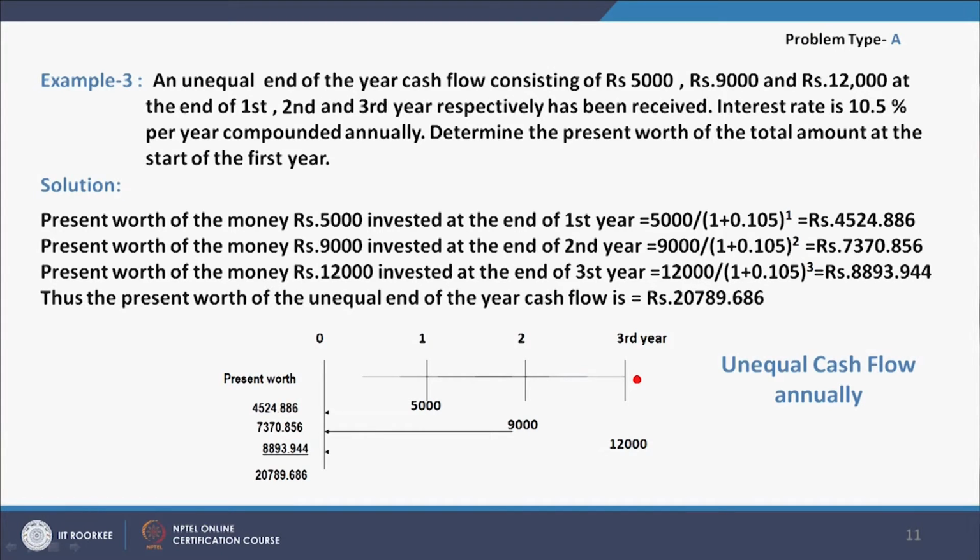An unequal end of the year cash flow consisting of 5,000, 9,000 and 12,000 at the end of first year, second year and third year respectively has been received. Interest rate is 10.5% per year compounding annually. Determine the present worth of the total amount at the start of the first year. Now, such types of problems, which are unequal end of the year cash flows, cannot be solved by a formula and hence have to be solved by first principle.